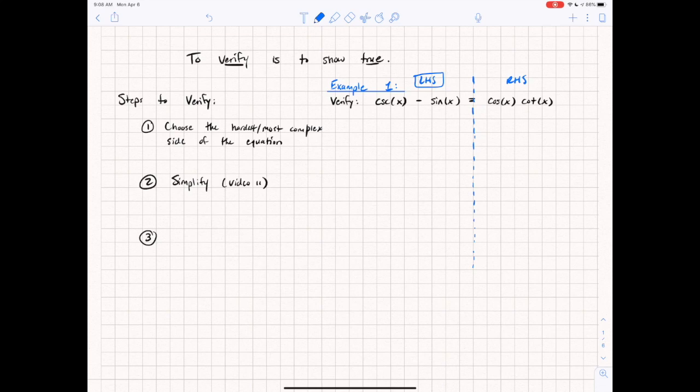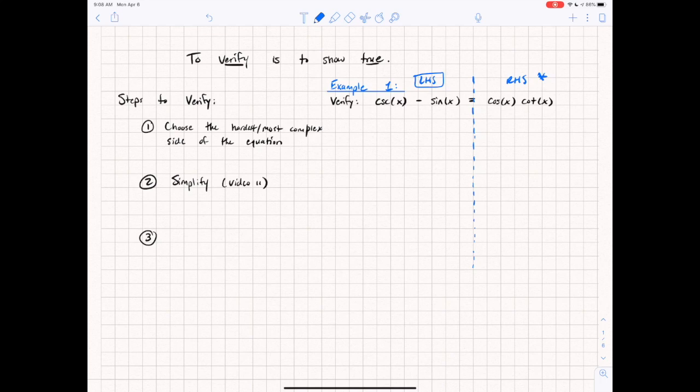And then my goal is to get the right-hand side here. A lot of times when I tell people about verifying, essentially once you pick a side to work with, the other side becomes your solution. And then we're essentially working a video 11 type problem.